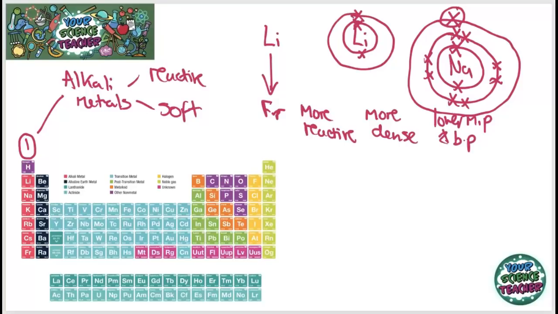Another key group that you need to know about is group 7, and group 7 is called the halogens. Now, the halogens basically just do the complete opposite to the alkali metals. So going from fluorine down to astatine, you notice that they become less reactive down the group. They have a higher melting and boiling point.